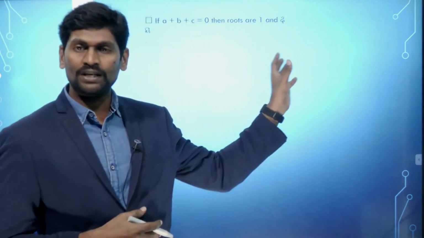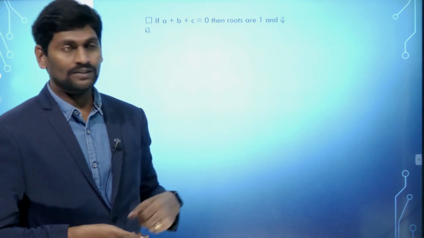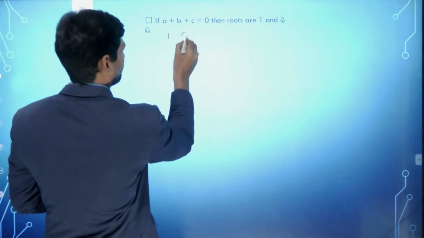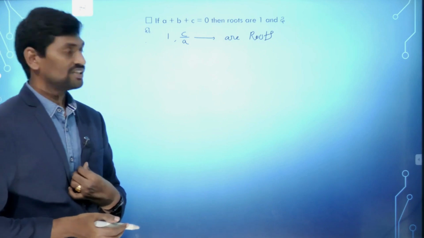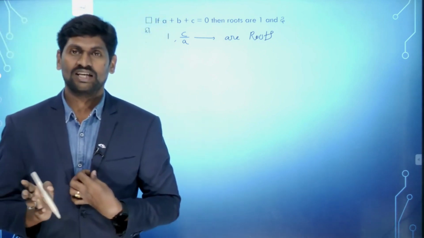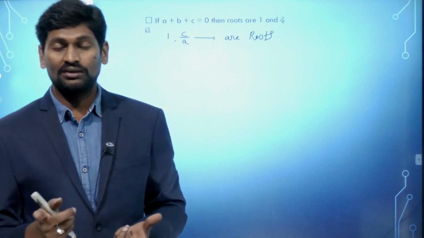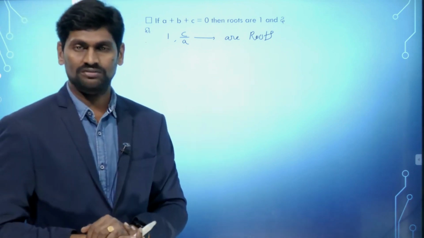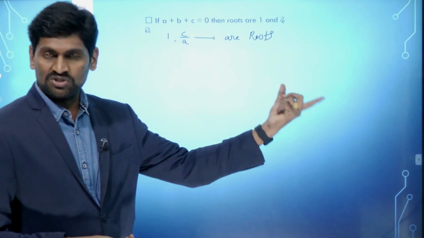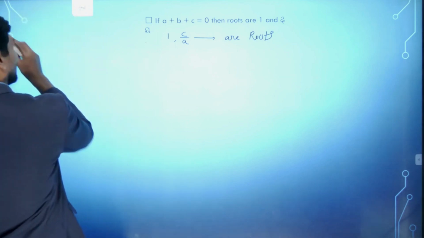Now coming to this one, in the quadratic equation ax square plus bx plus c, if a plus b plus c value is 0, then 1 and c by a are the roots. These two are roots for the quadratic equation. That means without doing the regular process like factorization, splitting the middle term, completing the square, or using the quadratic formula, we can identify the factors of a quadratic equation. When a plus b plus c equals 0, then 1 and c by a are the two roots of the quadratic equation, right? Next, what is the second condition?